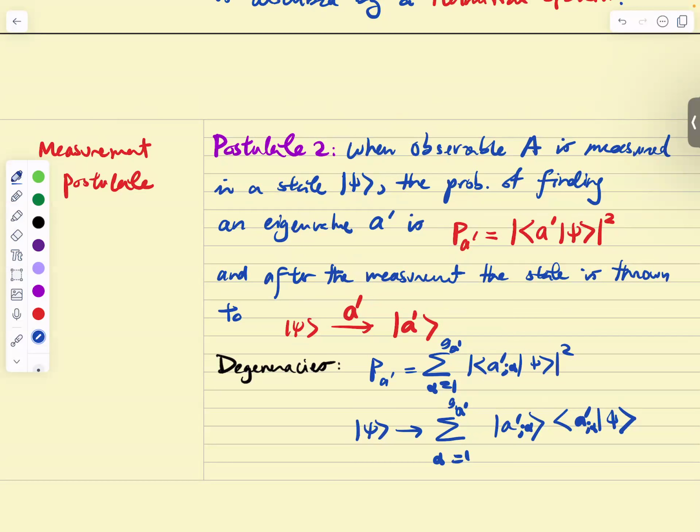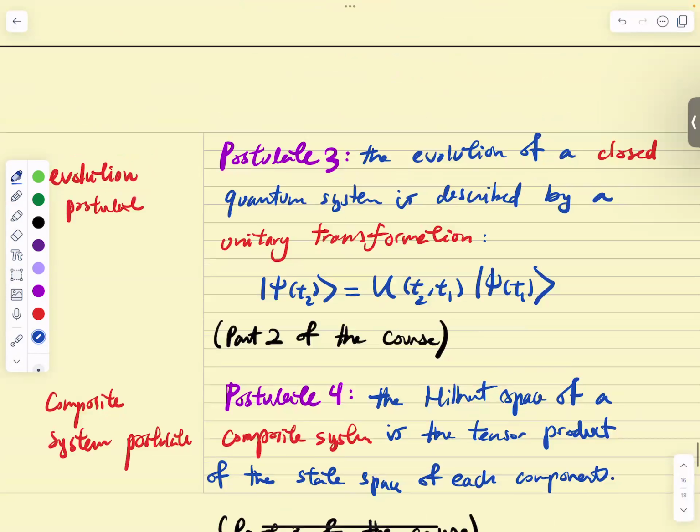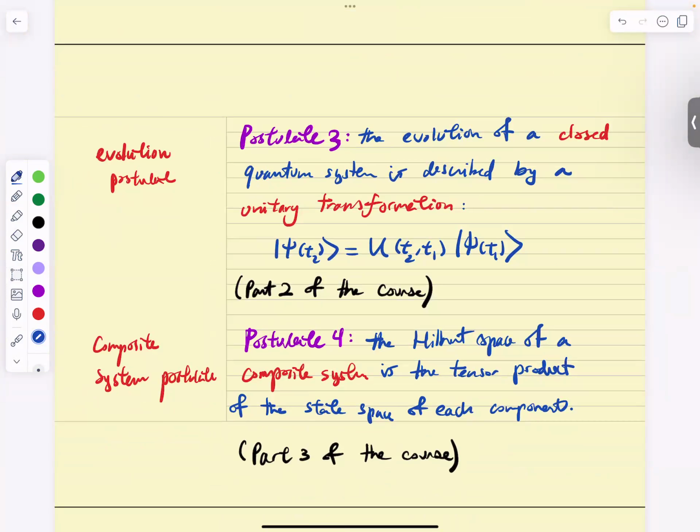Questions? All right. Now, in the remaining 7 minutes or so, I want to tell you about the other two postulates, which are going to be part 2 and part 3 of the course. The third postulate is the evolution postulate that describes dynamics. We haven't said a single word about dynamics so far. It says the evolution of a closed quantum system is described by a unitary transformation. We have introduced unitaries, so now you know what the statement says.